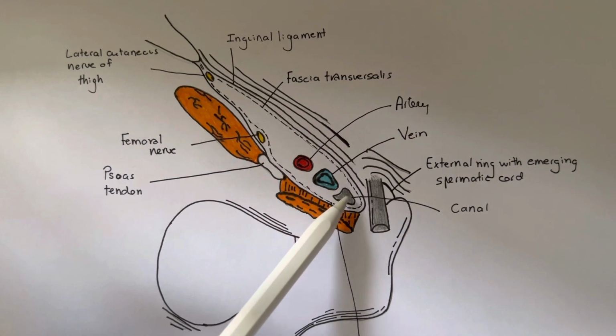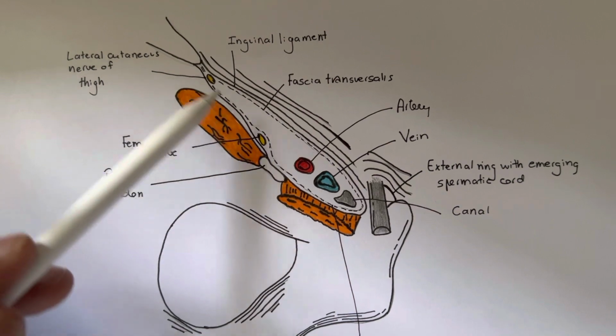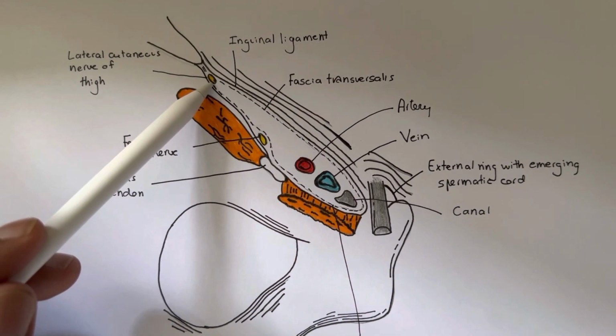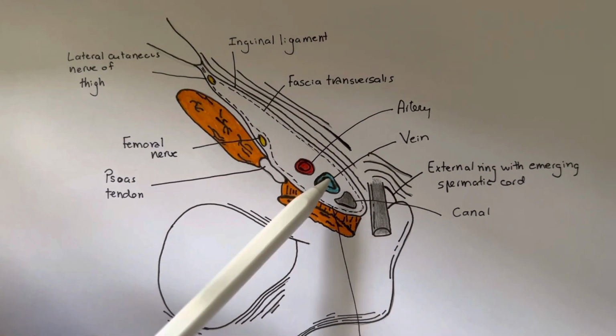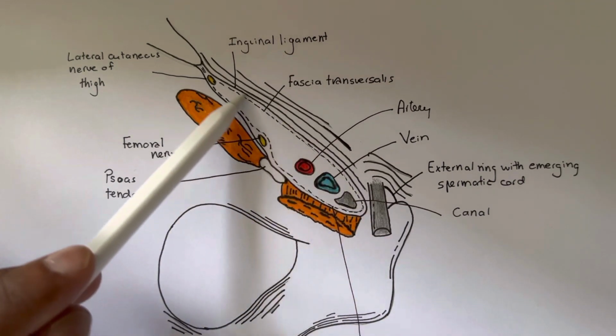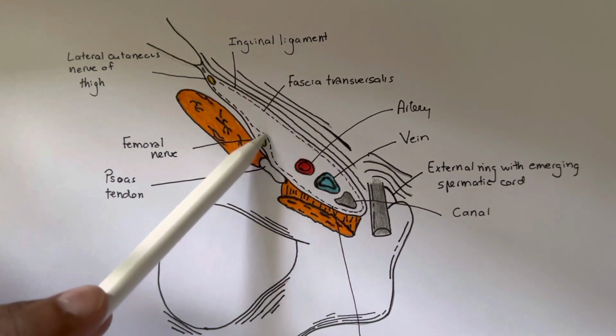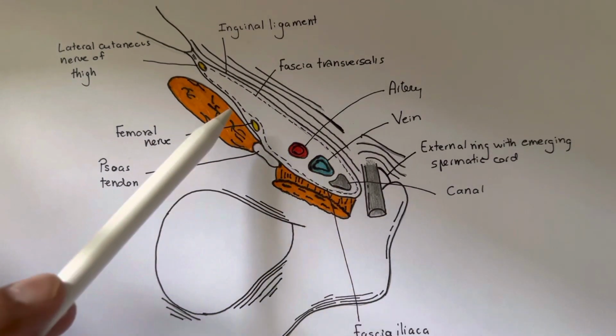Okay, what you're seeing here, the femoral artery, femoral vein. This is the femoral canal, and we will talk a little bit more about that. The femoral nerve, and this is the other nerve that I mentioned, the lateral cutaneous nerve of the thigh, which is a branch of the lumbar plexus. Now, these structures are surrounded by something called the femoral sheath, and you can see that the femoral nerve is not part of that femoral sheath.